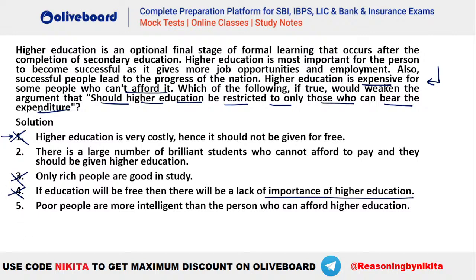Fifth, poor people are more intelligent than the person who can afford higher education. Again, this comparison cannot be made here, right? No information is given here. So if you check, the answer should be 2.